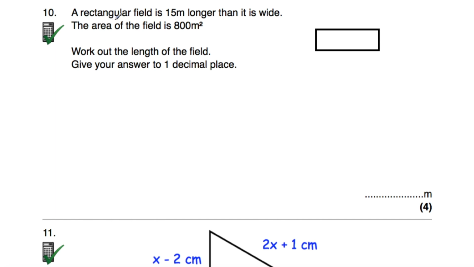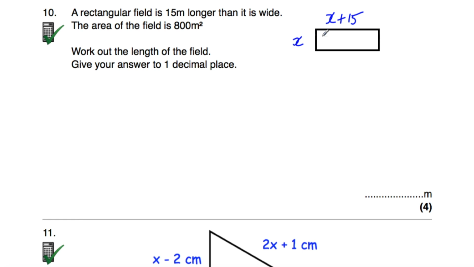So question number 10, we were told that a rectangular field is 15 meters longer than it is wide, and the area of the field is 800 meters squared, or 800 square meters. We've been asked to work out the length of the field and to give our answer to one decimal place. So I've drawn a sketch. It may not be very accurate, but it's just a sketch of a rectangular field, and we're told that the length is 15 meters longer than it is wide. So let's call its width x, and if it's 15 meters longer, that means its length would be x plus 15. So that's the width and the length of the field.